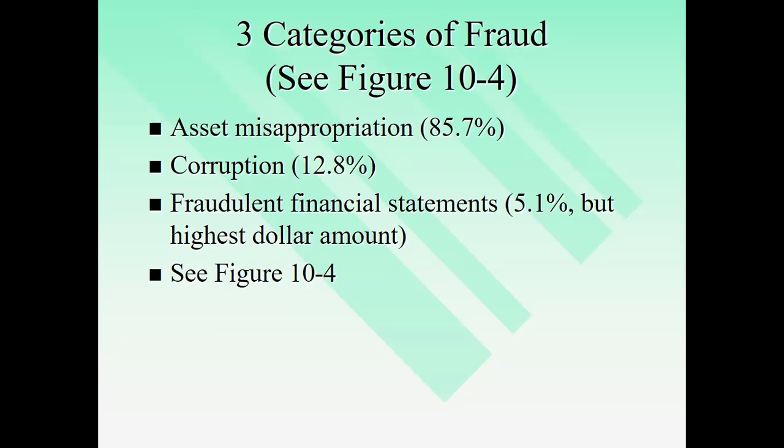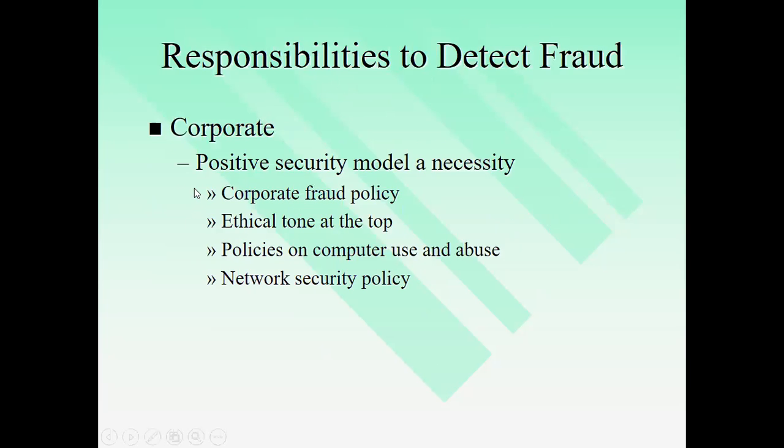All right. Then corruption is exercising influence to be able to get something. That's the essence of what corruption is. Now, what would be the responsibilities to detect fraud?